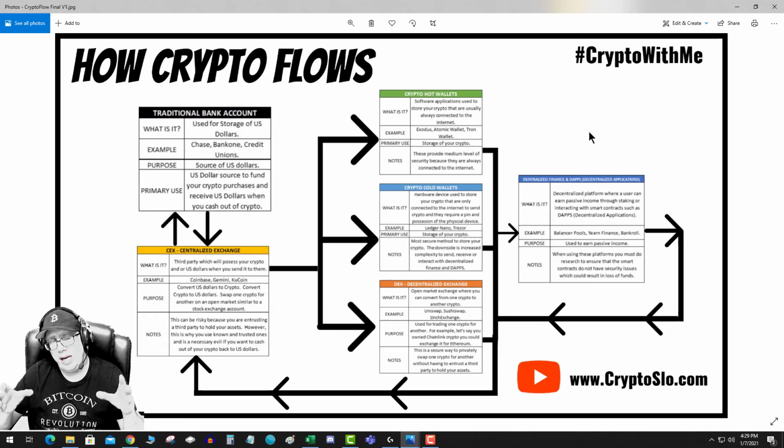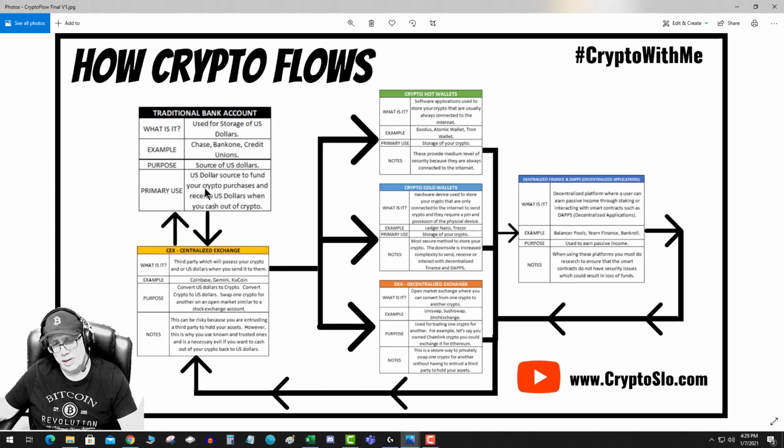This is a great starter to understand how the money flows. It flows from the bank to the centralized exchange. You turn your US dollars into crypto. You send them to your crypto hot and cold wallets. You can swap them on a decentralized exchange. You can earn passive income on these third-party dApps, which are on the internet. Those dividends flow back to your cold wallets, which you can then send back to the CEXs, centralized exchanges, and then exchange for dollars.